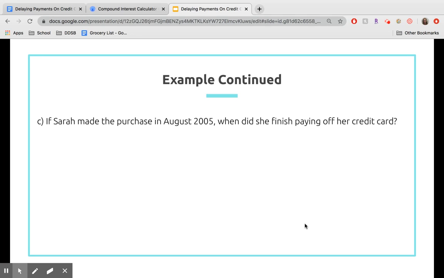If Sarah made the purchase in August 2005, when did she finish paying off her credit card? On the chart, we know that there was 18 months. 18 months is the same thing as 12 months, so 1 year, plus half a year. So 1 year from August 2005 would be August 2006, plus 6 months from there would be February 2007. So it takes a year and a half to pay off that amount with only paying the minimum payment.